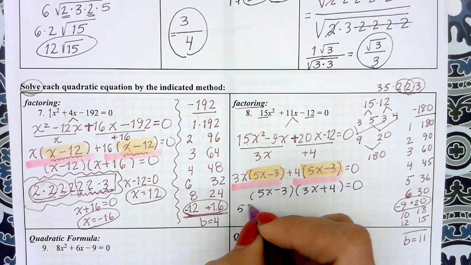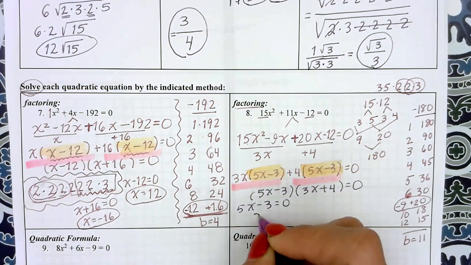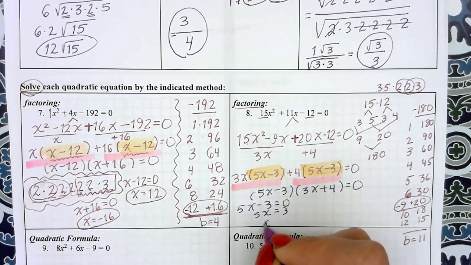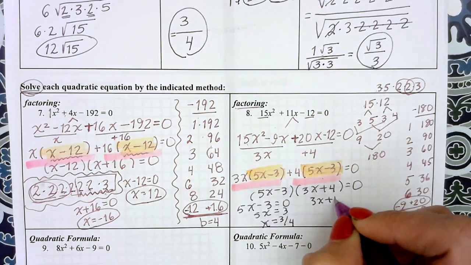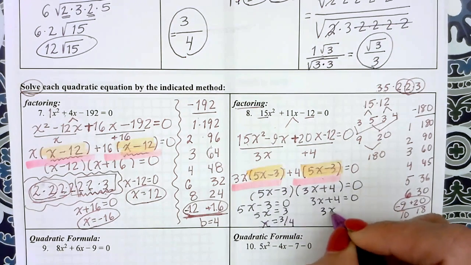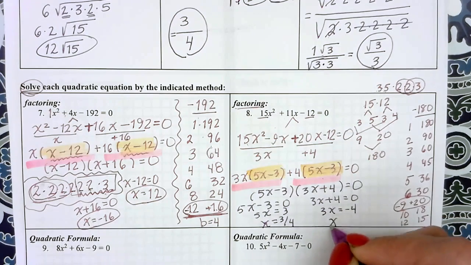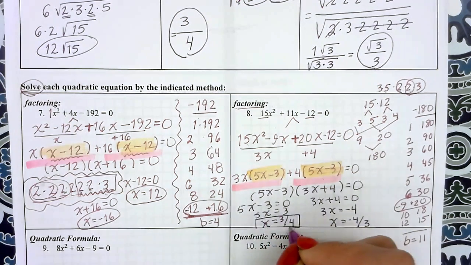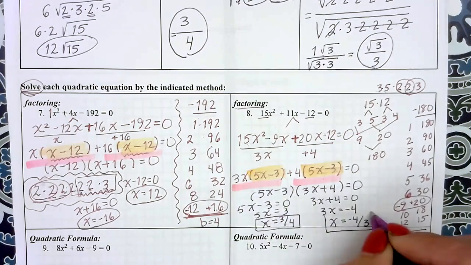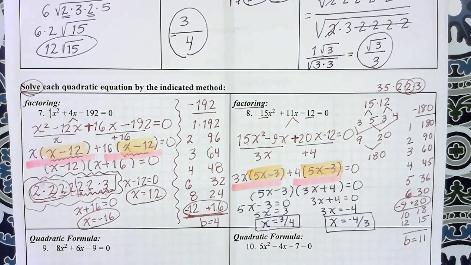Then, again, you solve. 5x minus 3 is 0. 5x is 3. X is 3 over 5. 3x plus 4 is 0. 3x is negative 4. X is negative 4 thirds. Okay? So right there is our one answer, and there is our other answer. Okay?